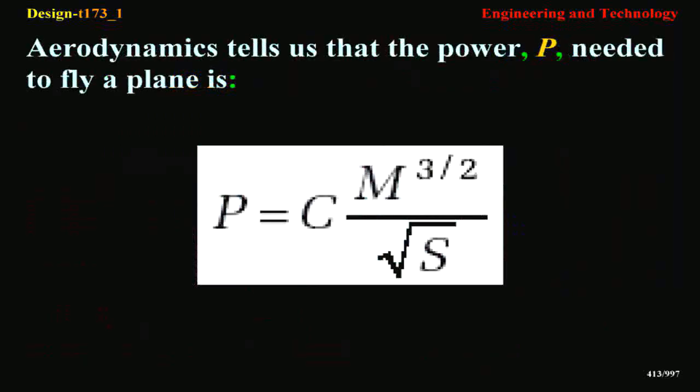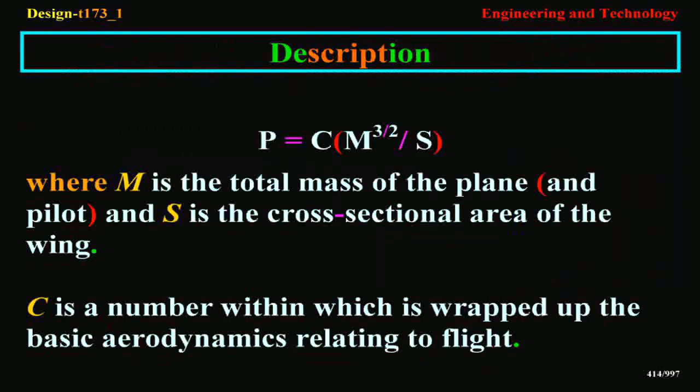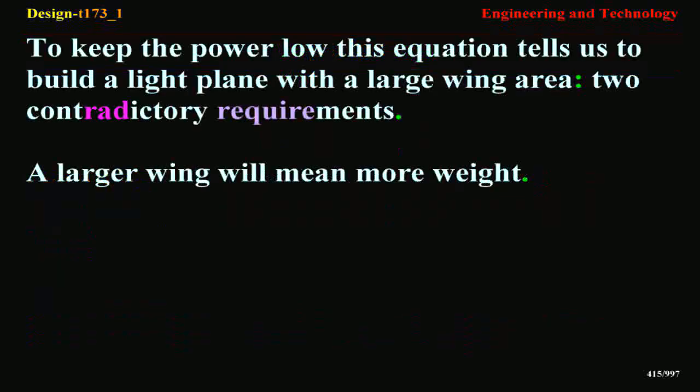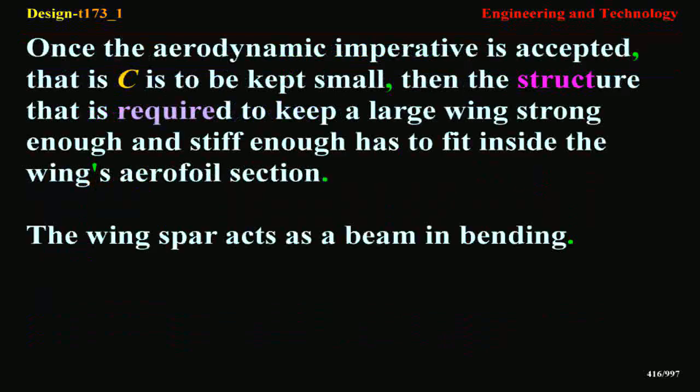Aerodynamics tells us that the power, P, needed to fly a plane is P equals C m^(3/2) over S, where m is the total mass of the plane and pilot and S is the area of the wing. C is a number within which is wrapped up the basic aerodynamics relating to flight. To keep the power low, this equation tells us to build a light plane with a large wing area. These are two contradictory requirements. A larger wing will mean more weight.